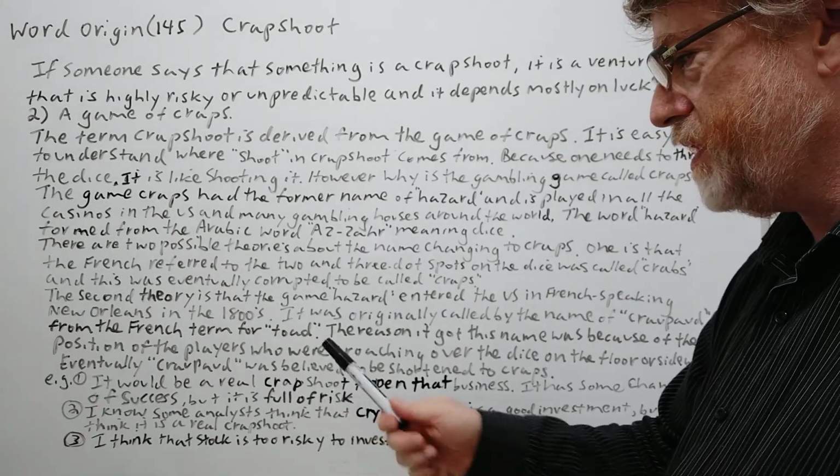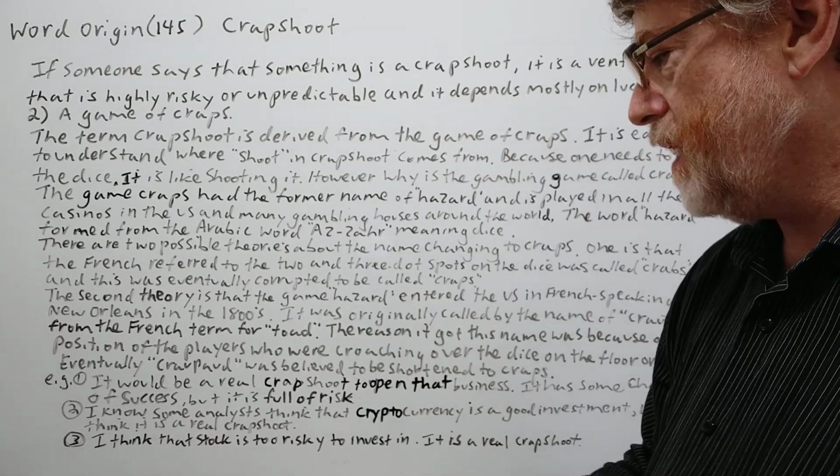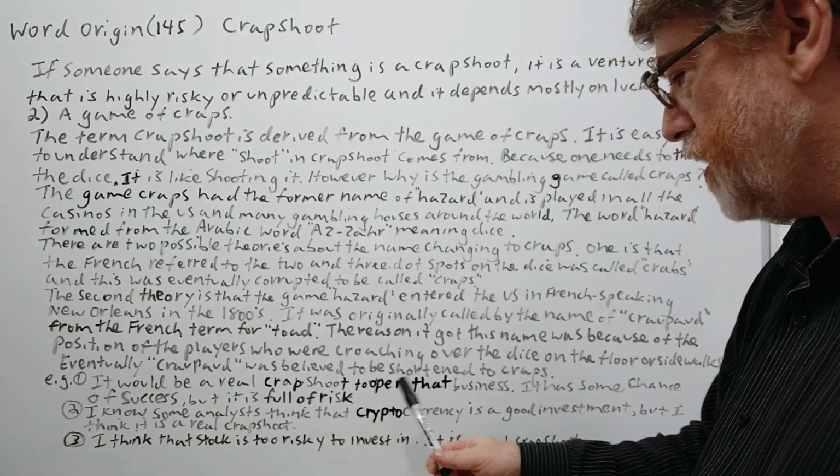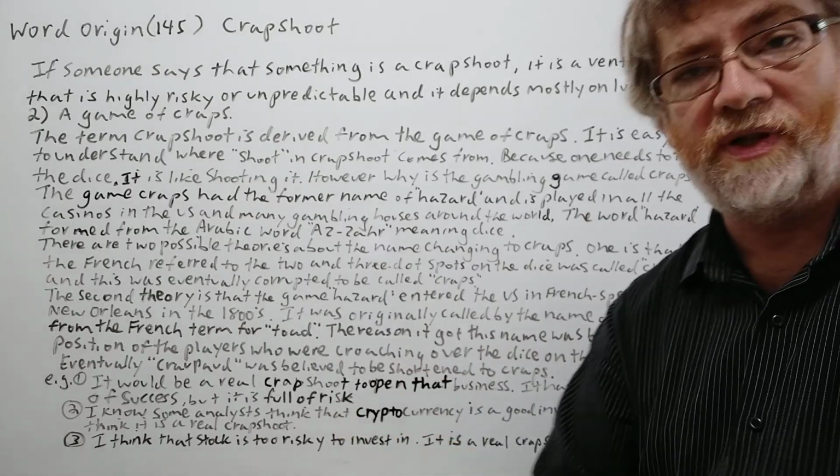All right. And we've got 3 examples to show just how it would be used, for crapshoot anyway. It would be a real crapshoot to open that business. It has some chance of success, but it is full of risk.